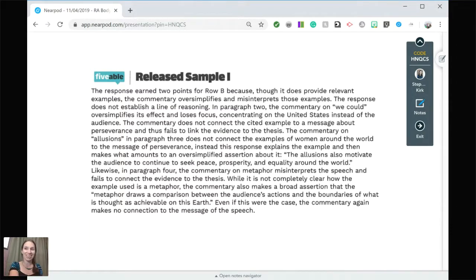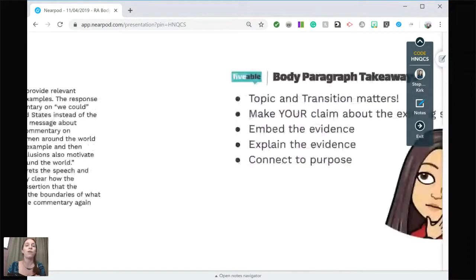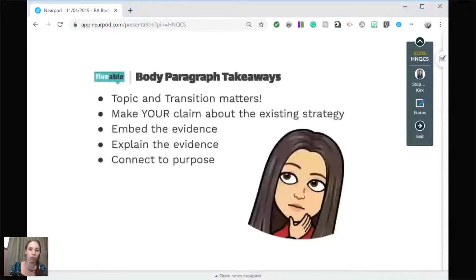Okay? All right. So body paragraph takeaways. First of all, topic sentences and transitions matter. Your introduction paragraph is super, super important. Make sure you have it. Make sure that you've got that clear thesis statement in there. It's defensible. It tells us what the strategies are. The writer's choices is the way that it's worded. But you've got to have topics and transitions for each of your body paragraphs.